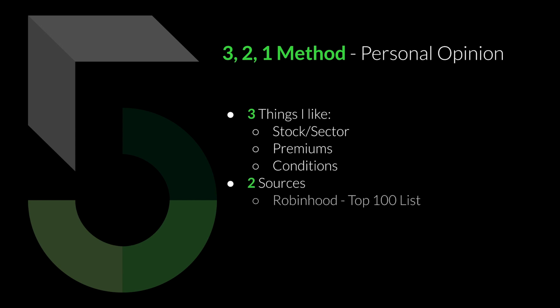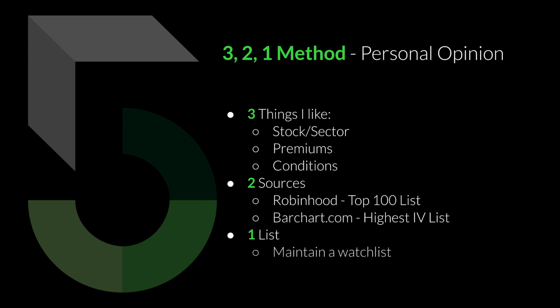I used two sources. I used Robinhood's top 100 list to look for stocks, as well as barchart.com, where I looked at their highest implied volatility list. Those were just starting points for me to do more research into the stock and sector, the premiums and the conditions. Then I compiled everything into a single list and maintained that watch list on Robinhood, and I'm able to reuse a lot of the same stocks over and over with the wheel strategy.